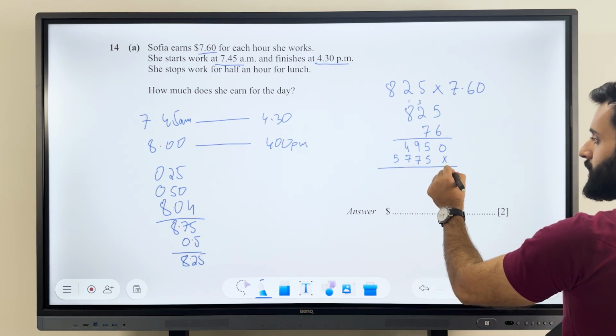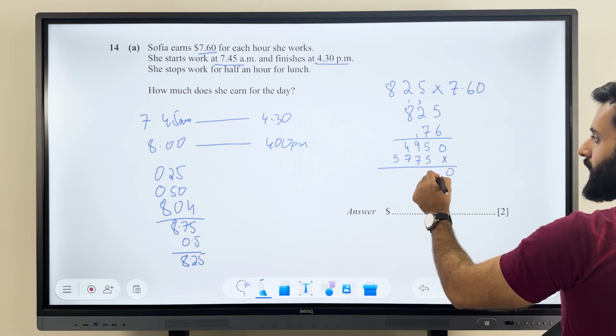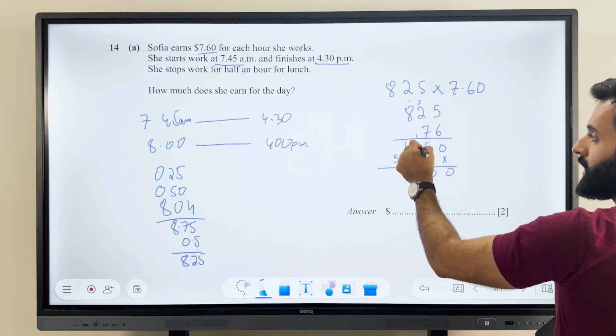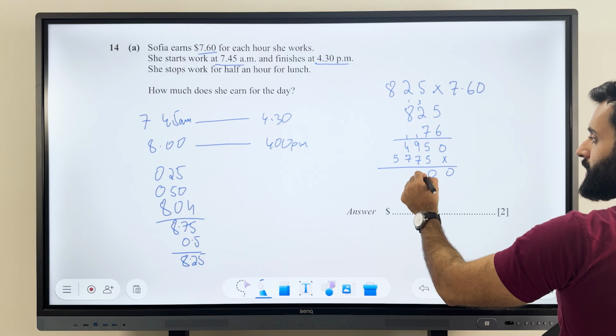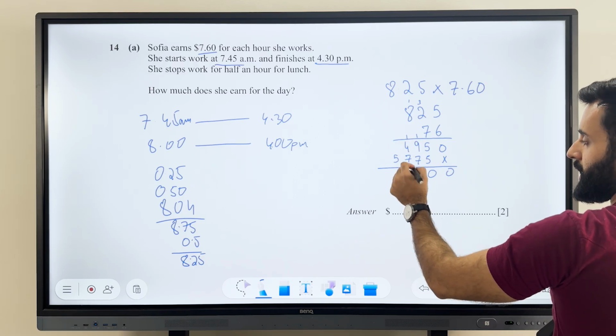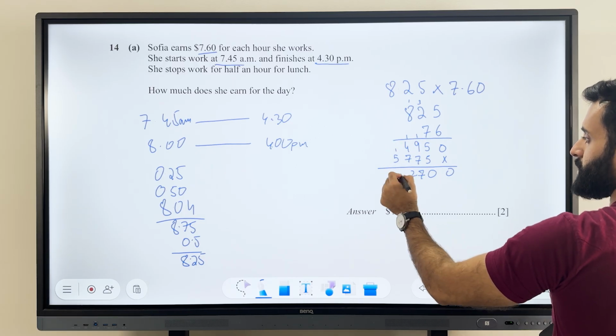Now let's add this up. 0, 1 carry because 5 plus 5 is 10, 9 plus 1 is 10, 10 plus 1 is 11, 4 plus 1 is 5, 5 plus 7 is 12, 5 plus 1 is 6.